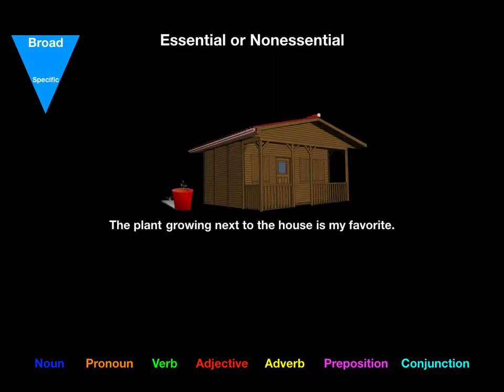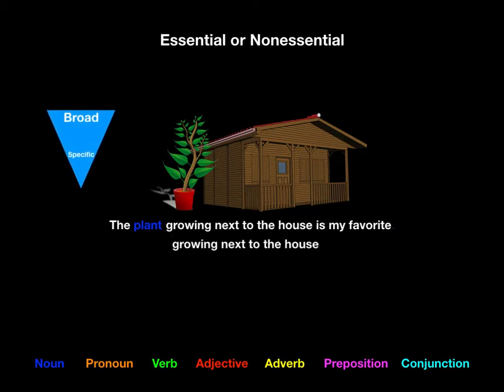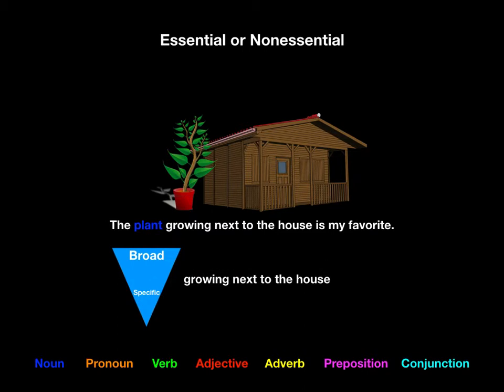The plant growing next to the house is my favorite. Within this sentence, we'll note the noun plant. Immediately after plant, we have a word ending in ing. If we have a word that ends in ing immediately after a noun or pronoun, we may have an essential or non-essential element. This phrase begins with growing and ends with house. Therefore, we need to decide whether growing next to the house is essential or non-essential.